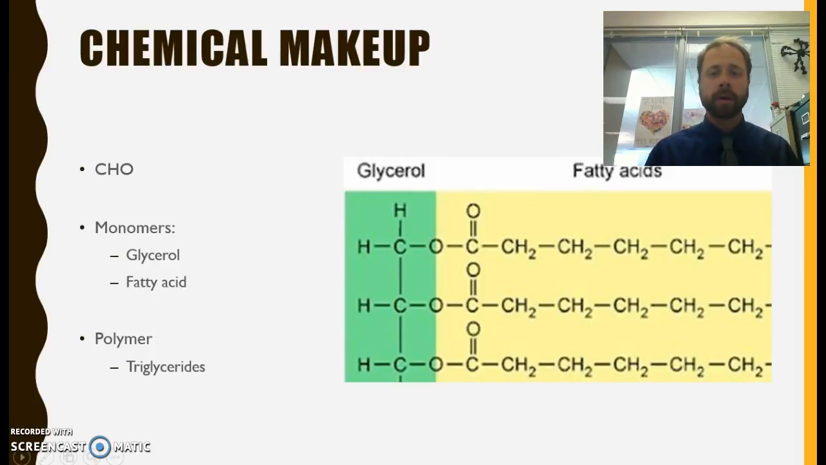You can see in our diagram here, this is our glycerol, and here are our fatty acids. This entire thing is what's known as a triglyceride. Tri means three, and we have three chains of fatty acids. These chains can extend for different lengths, but this is just a rough general viewpoint of a lipid.